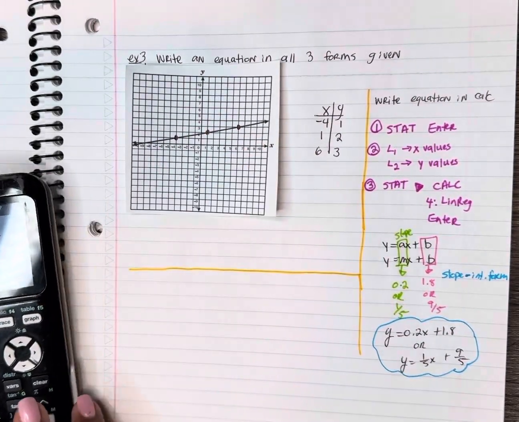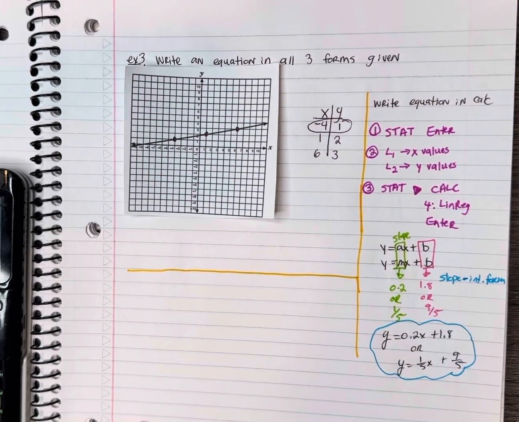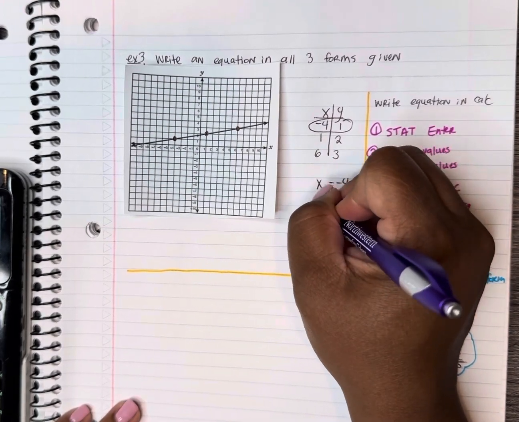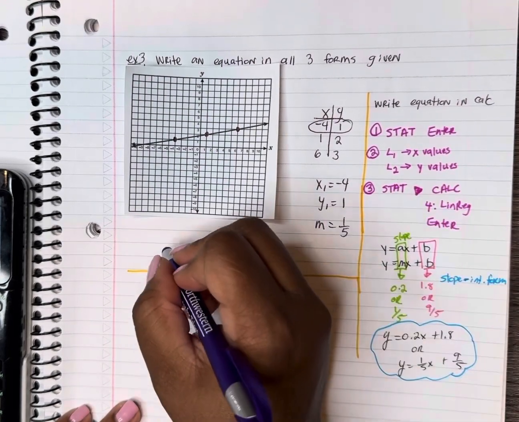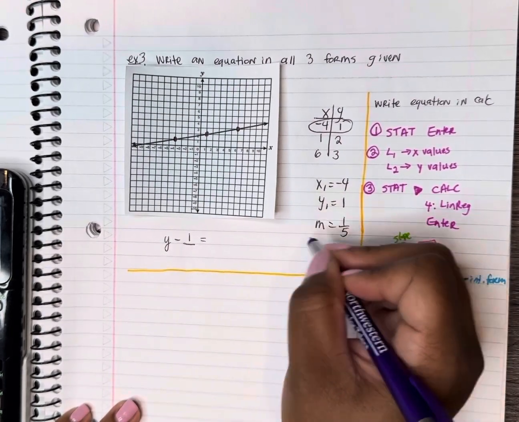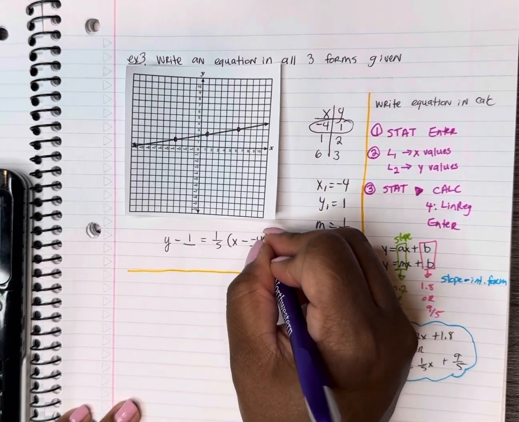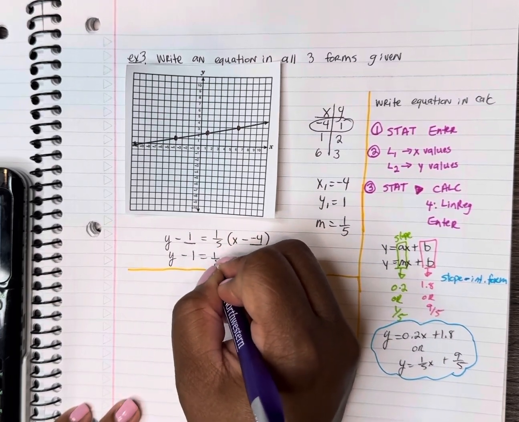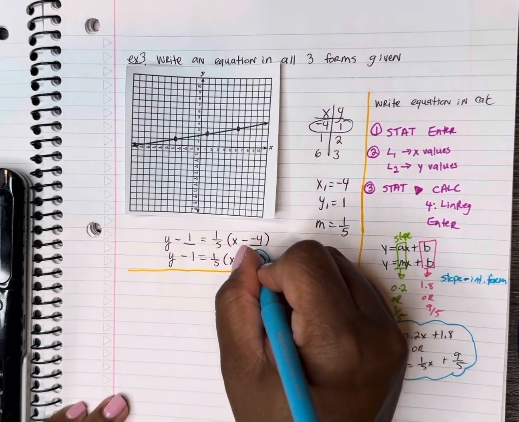Okay, number 1, I'm going to use negative 4, 1 for my x1, y1. And we already know the slope is 1/5. So for point slope, I have y minus y1, which is 1, equals m, which is 1/5, times x minus my x1, which is negative 4. Because this is double negative, don't forget that creates a positive. So this is x plus 4. And I have my point slope form.